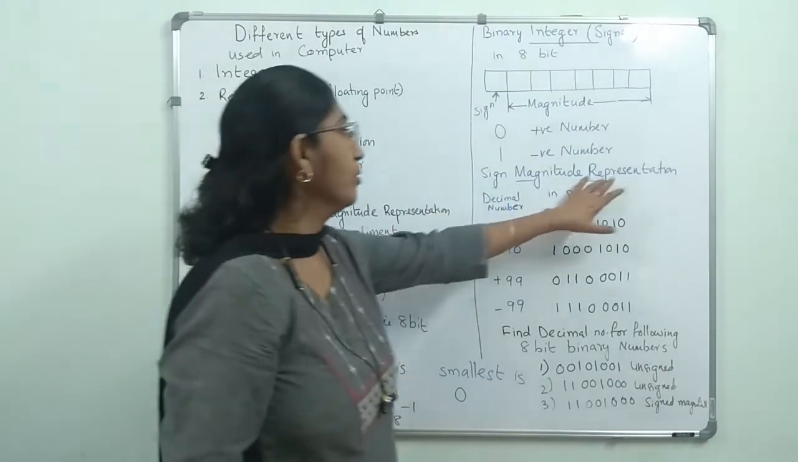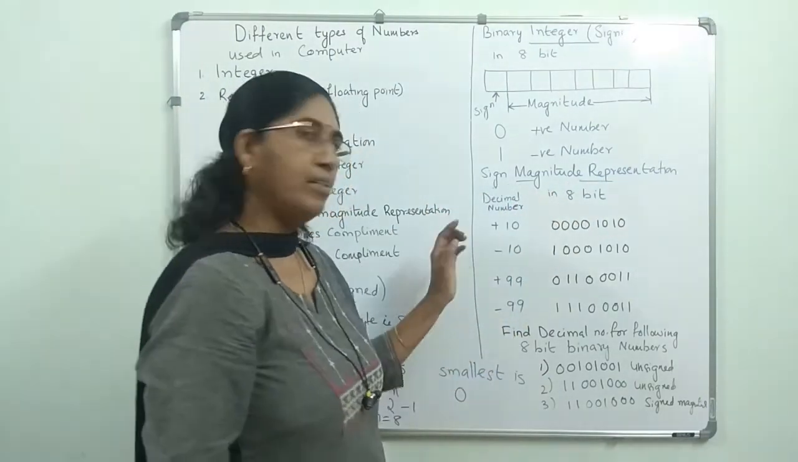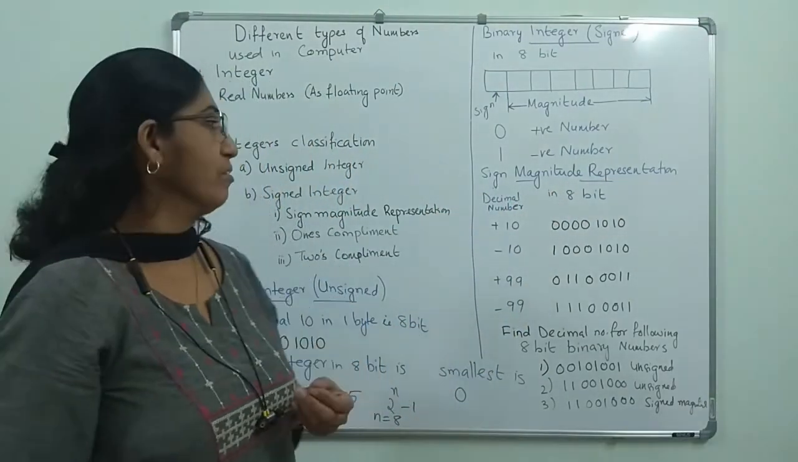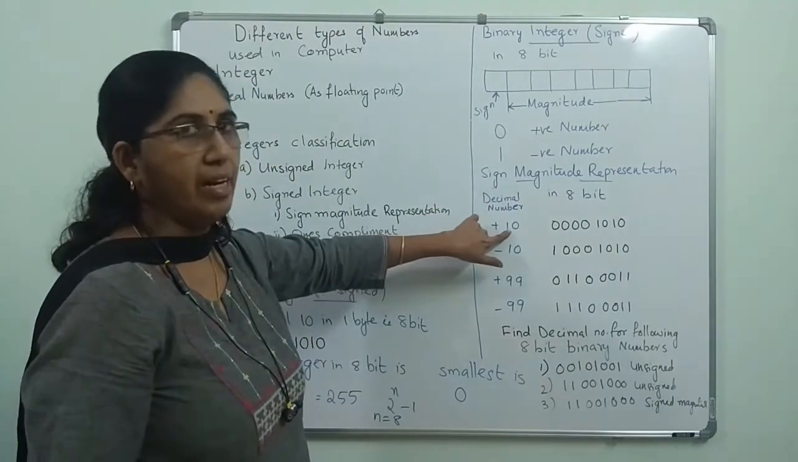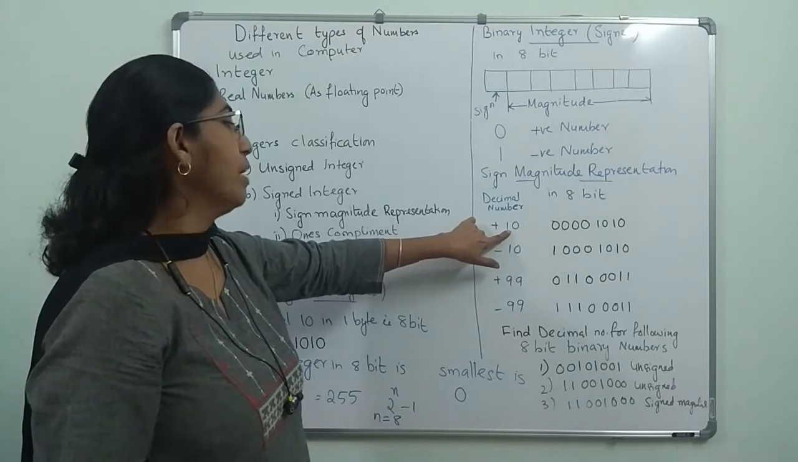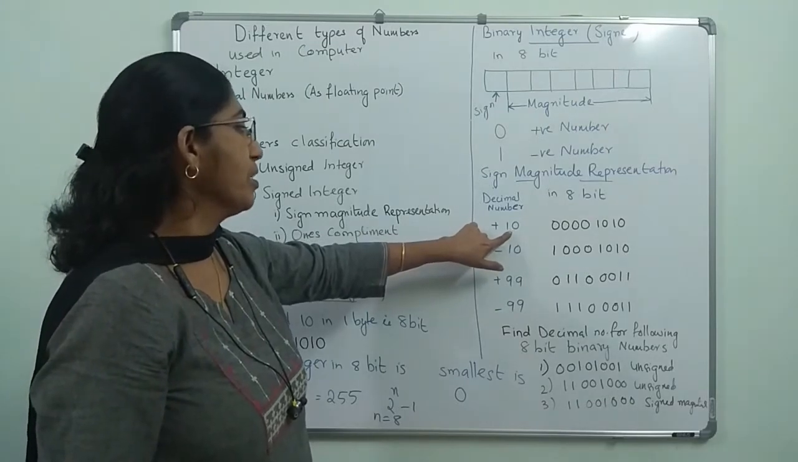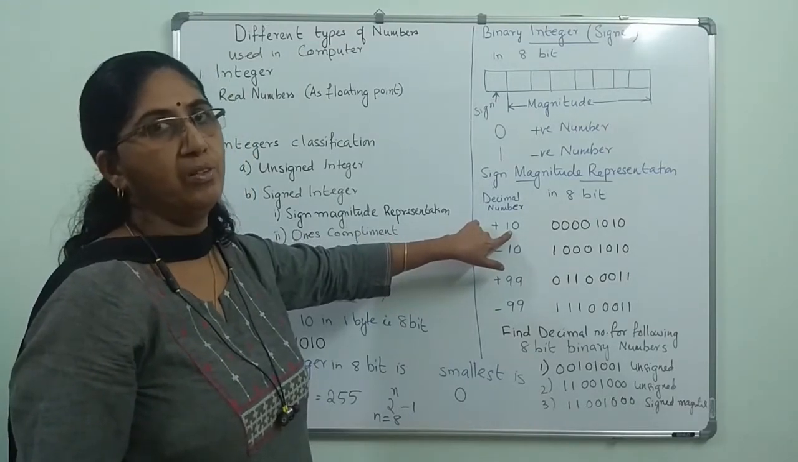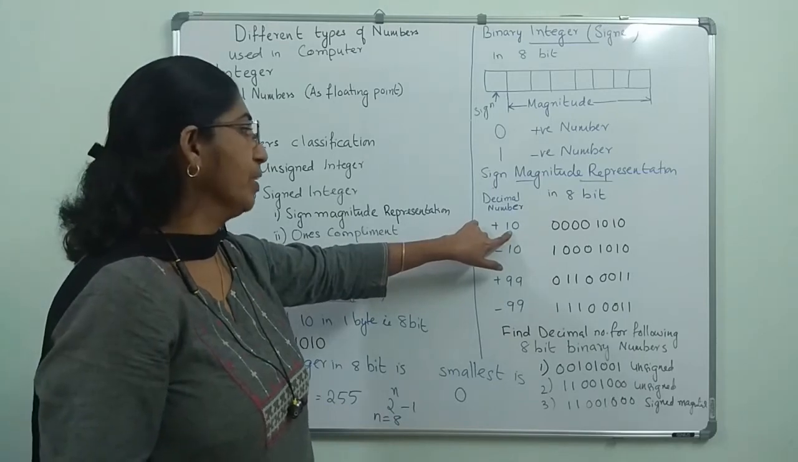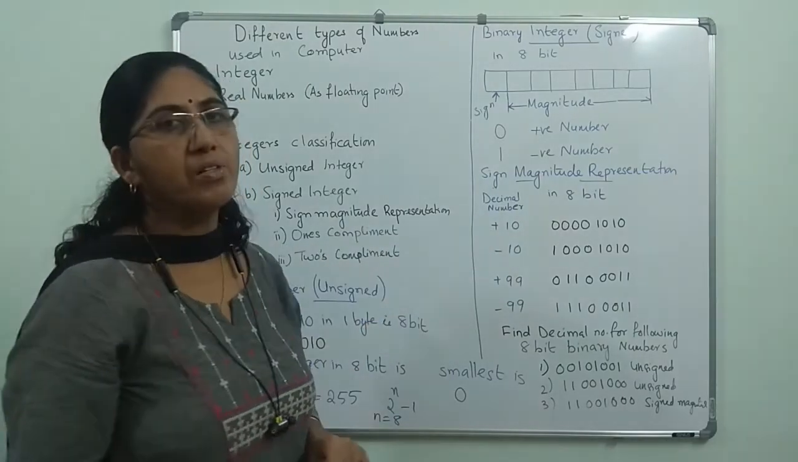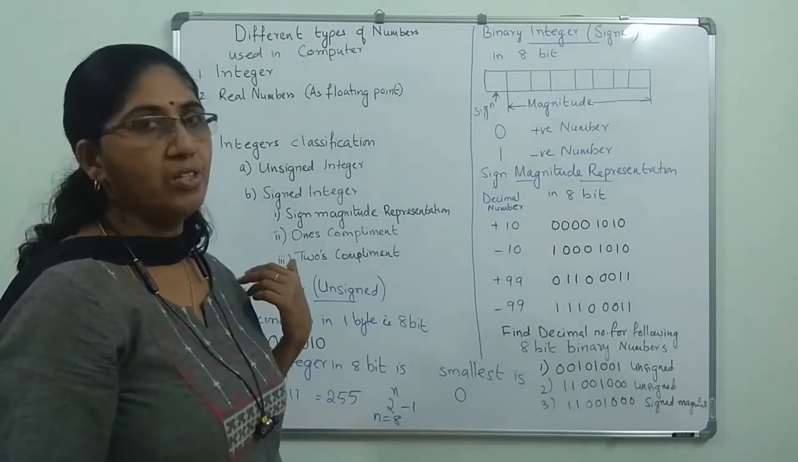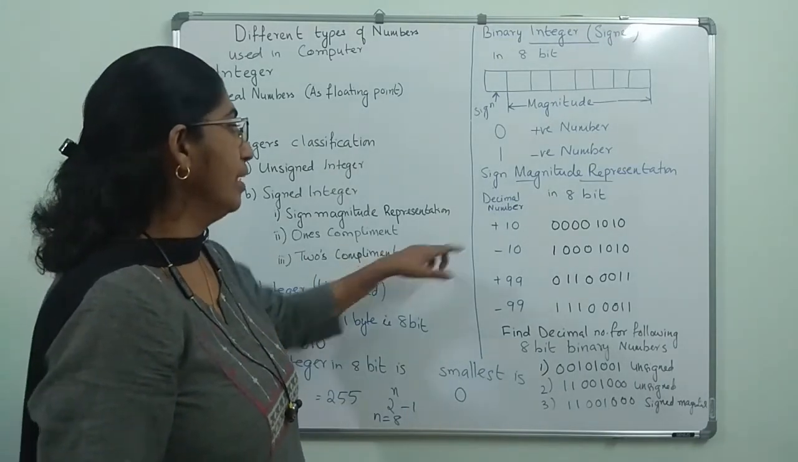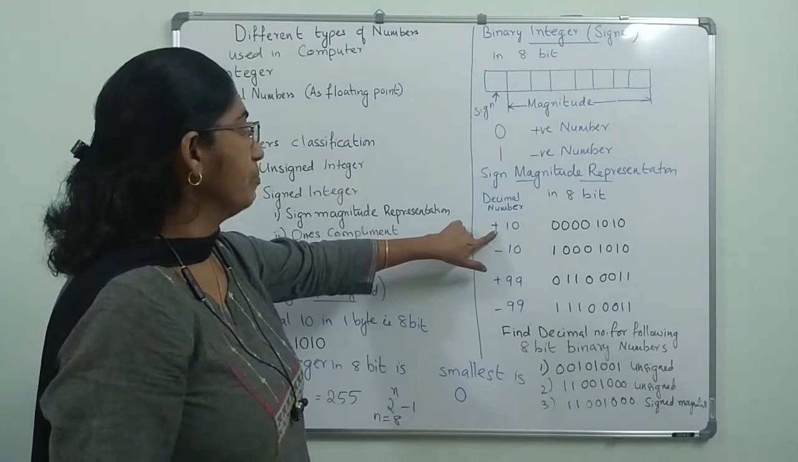In the sign magnitude representation, let us take the example. First we will take the simplest case, a positive decimal number, plus 10. The binary representation of 10 is 1010. We have done that in the last class. So you have to represent 1010 in 8 bits. So you will keep all the others 0, is it not? Then this is a positive integer.